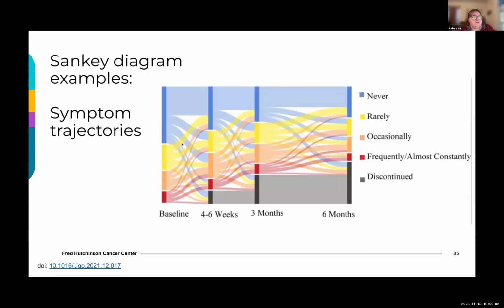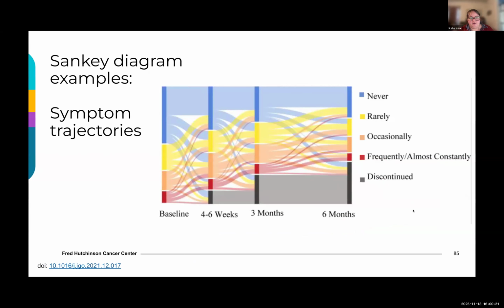This is another example of symptom trajectories where there is a strong time dependence. You have your baseline, you have your 4 to 6 week follow-up, your 3-month follow-up, and your 6-month follow-up. And how often are they experiencing that symptom? And then it shows the different paths or the different combinations of those symptoms and the people who were discontinued in the study.